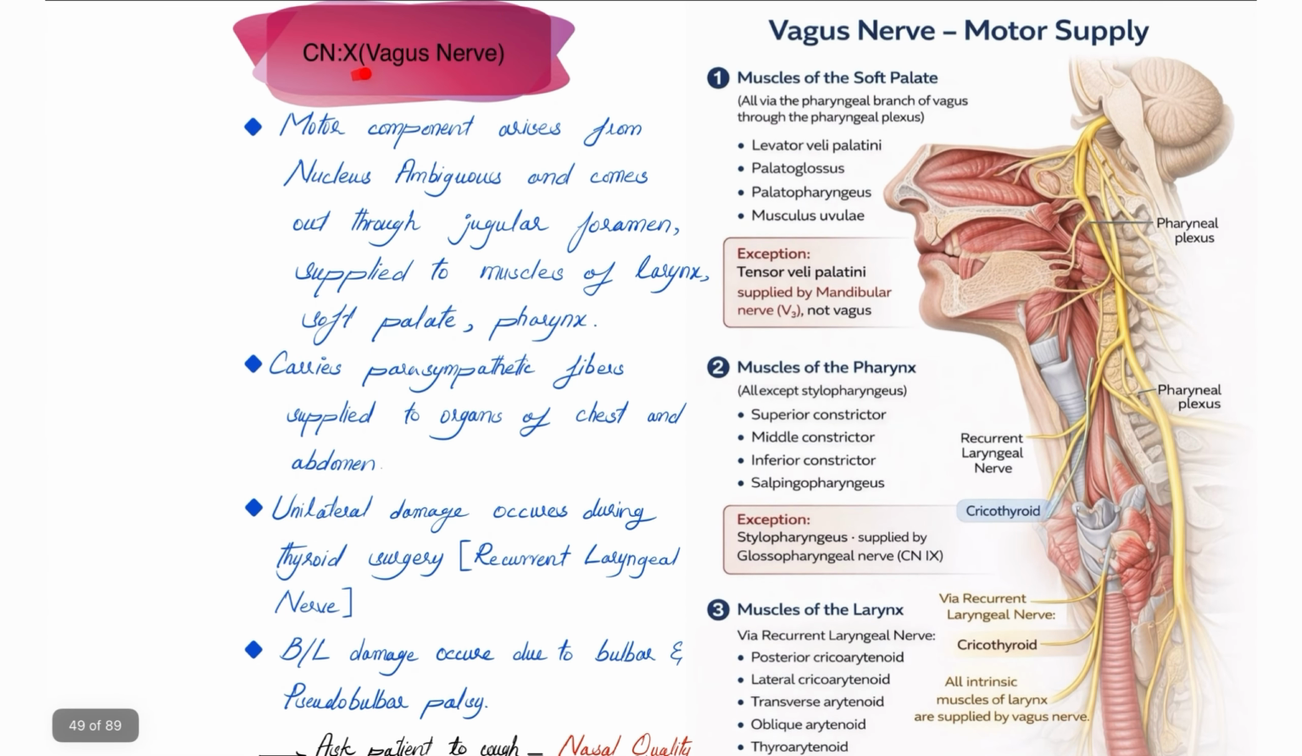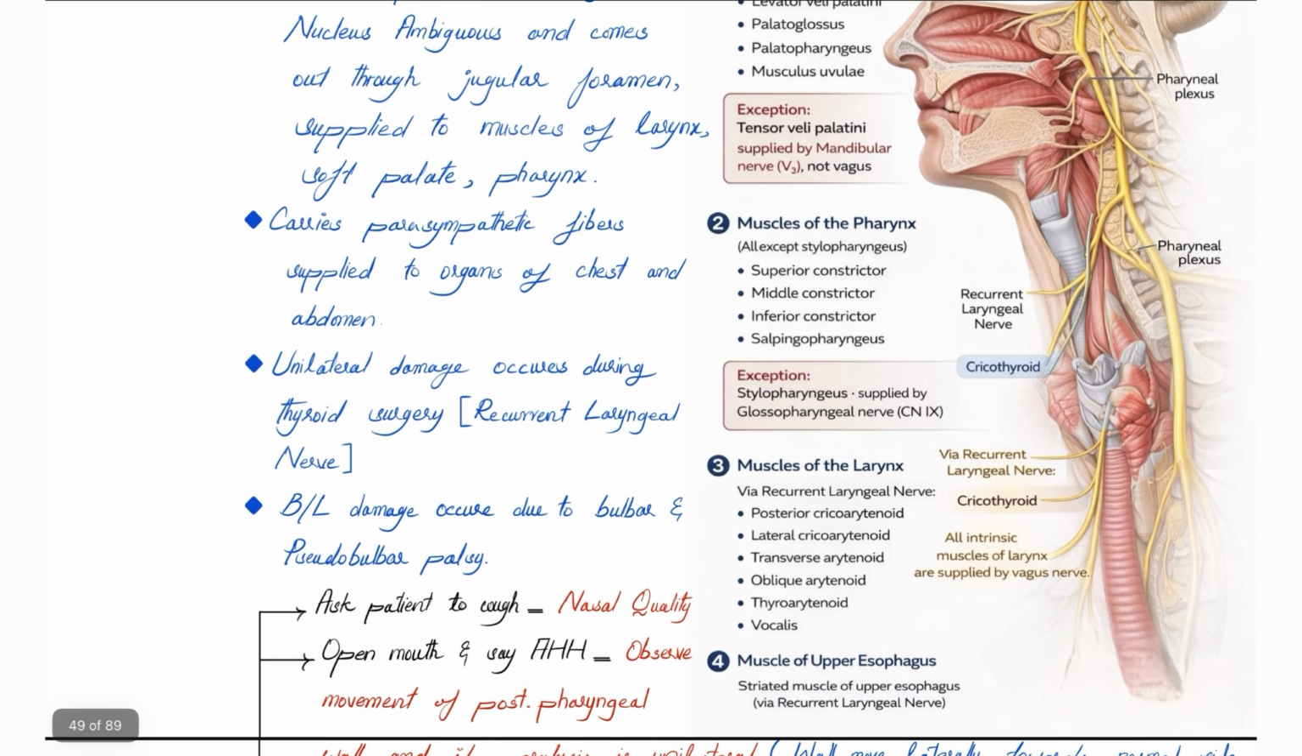And also note that there are parasympathetic fibers of the vagus nerve, but they are supplied to the organs of the chest and abdomen. Unilateral damage to the vagus nerve occurs during thyroid surgery, and the most vulnerable nerve during thyroid surgery is the recurrent laryngeal nerve. But if there is bilateral damage to the vagus nerve, this is because of bulbar or pseudobulbar palsy.